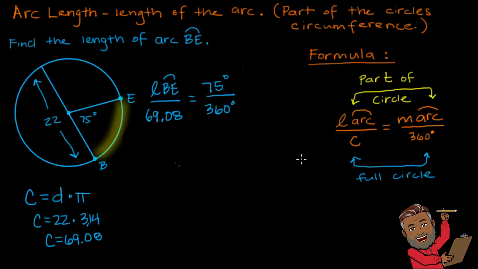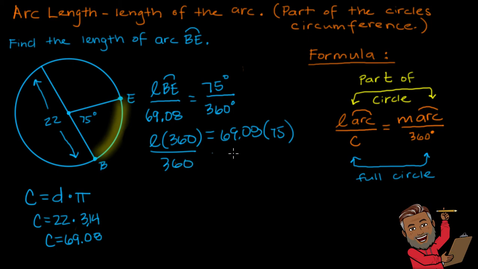We just cross multiply. So we're going to multiply the length of arc BE by 360 is equal to the 69.08 times the 75. Feeling lazy, so I'm not multiplying that. I'm going to divide both sides by 360.